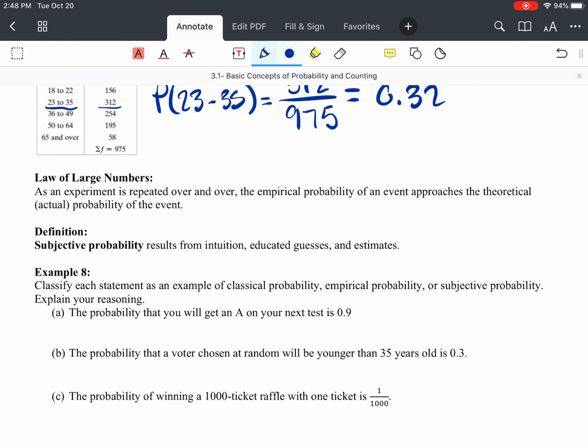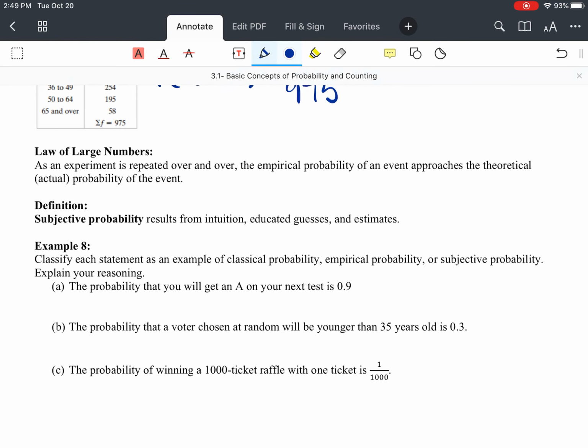Okay. Next, the law of large numbers. So all this is saying is that if we were to repeat an experiment, so rolling a die over and over and over again, the empirical probability, so the probability of us actually doing that experiment, eventually approaches the actual probability of an event. So if I were to roll a die hundreds of thousands of times, the event that I rolled a 1 should come out to be about 1/6. So it should come out to be about that.